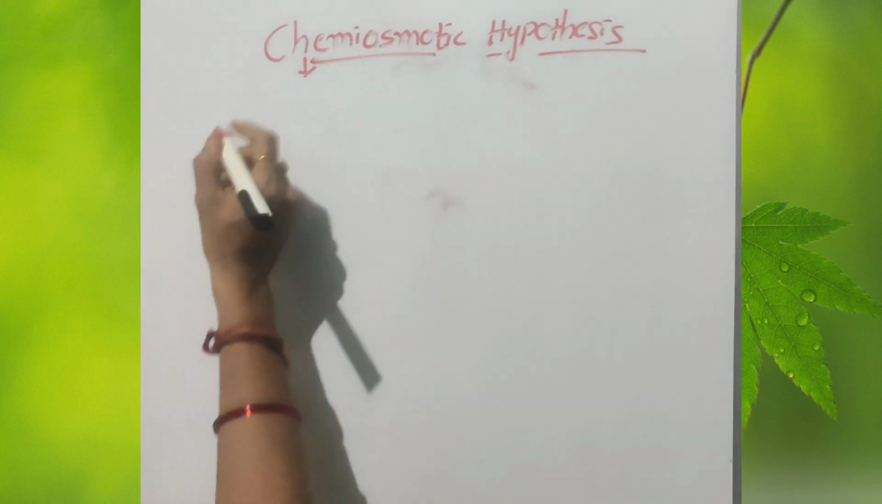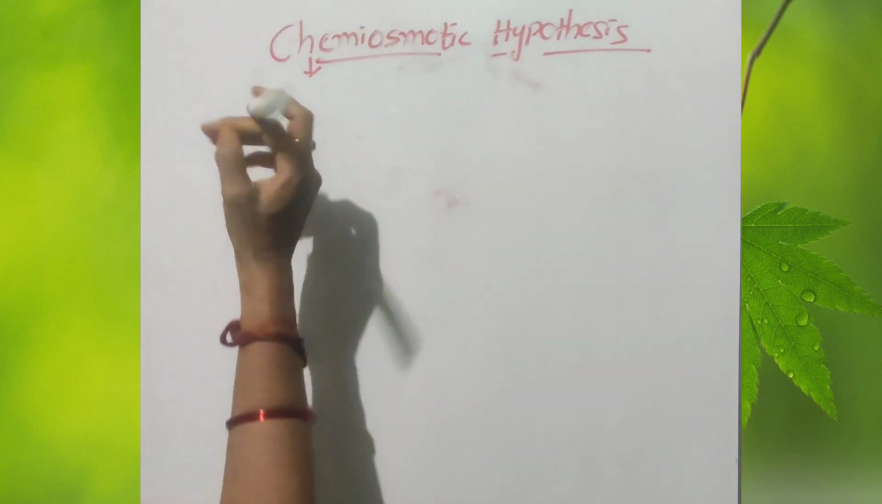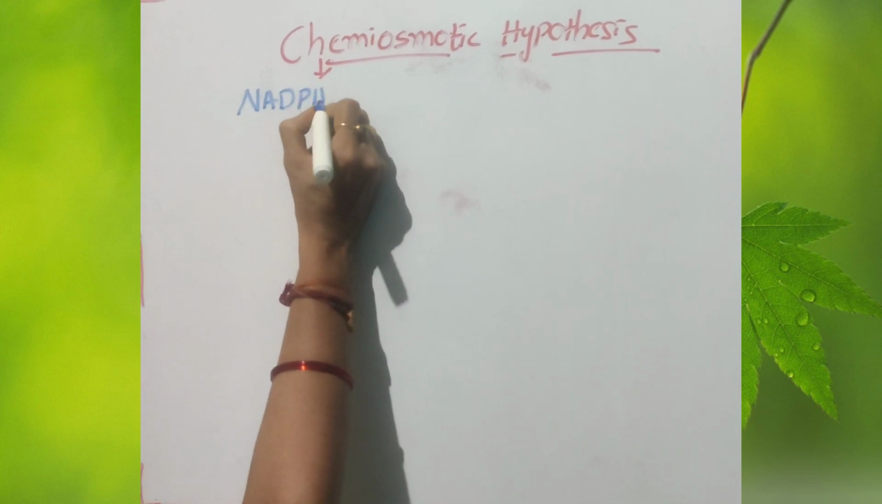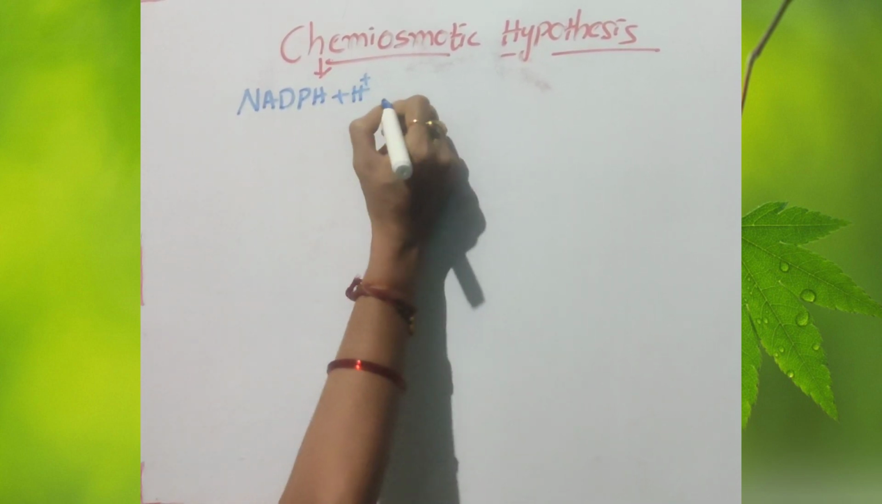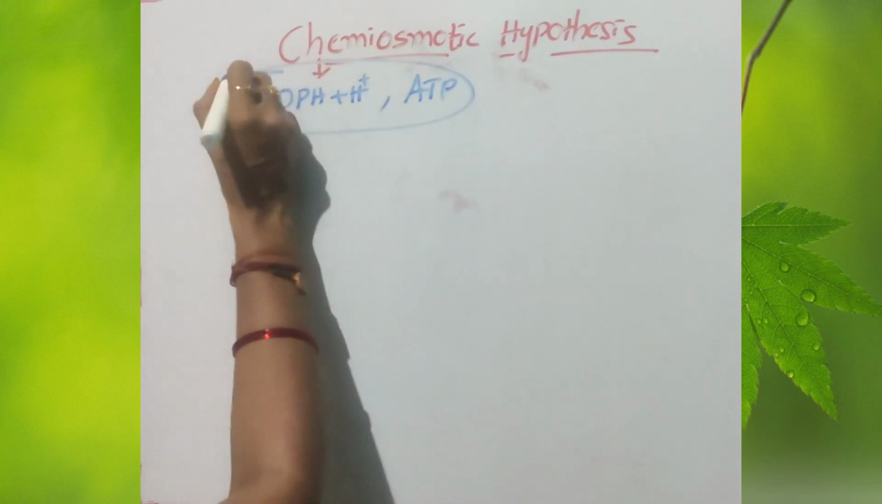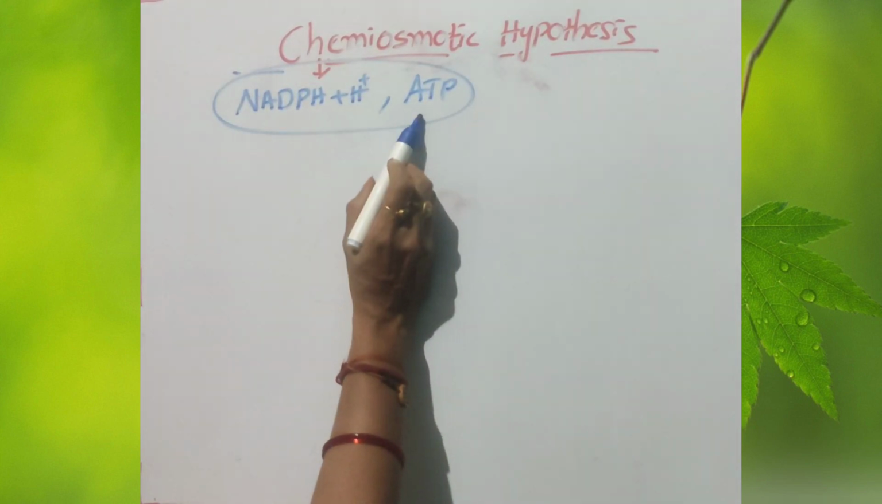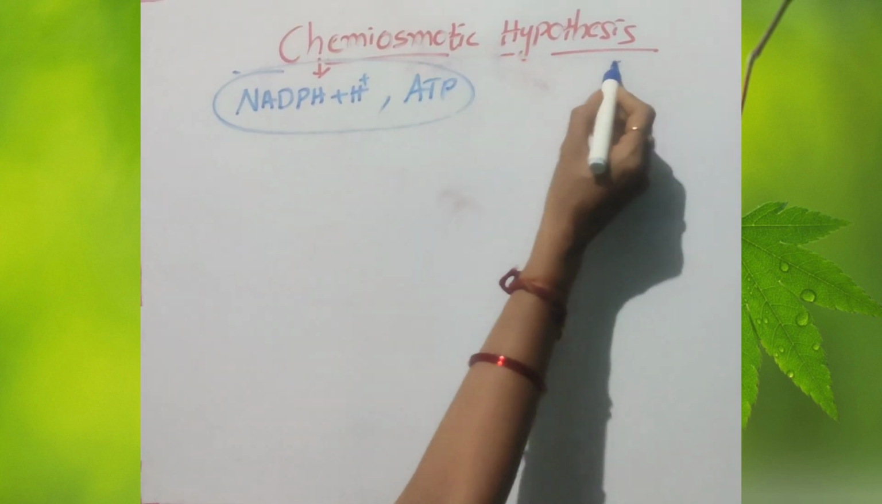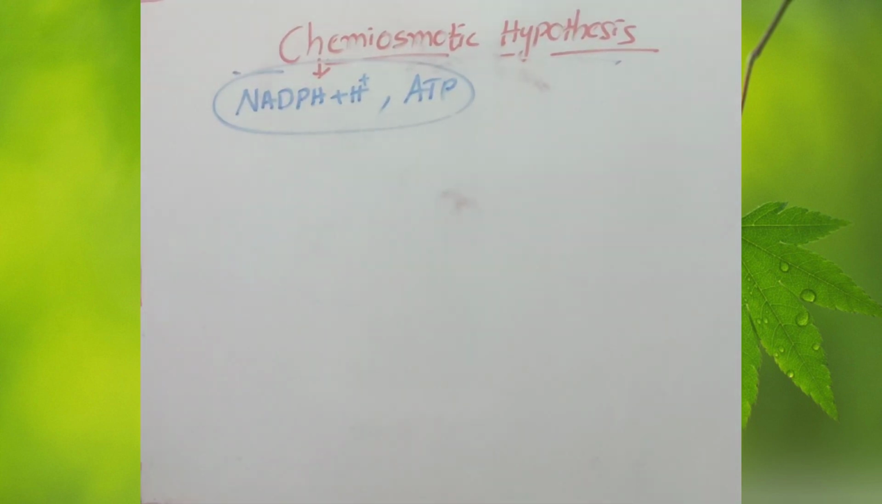What is the chemical energy? Chemical energy is NADPH plus H plus and ATP. These two are the chemical energy. The chemical energy is synthesized with the help of the osmotic hypothesis. This is the process, this is the production. This is the name indication.